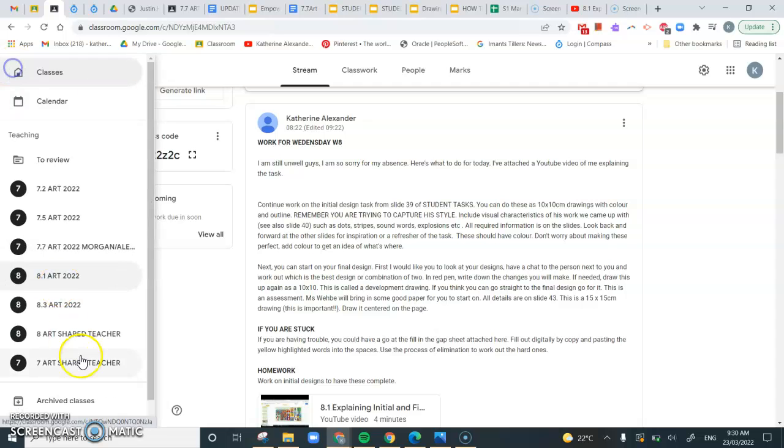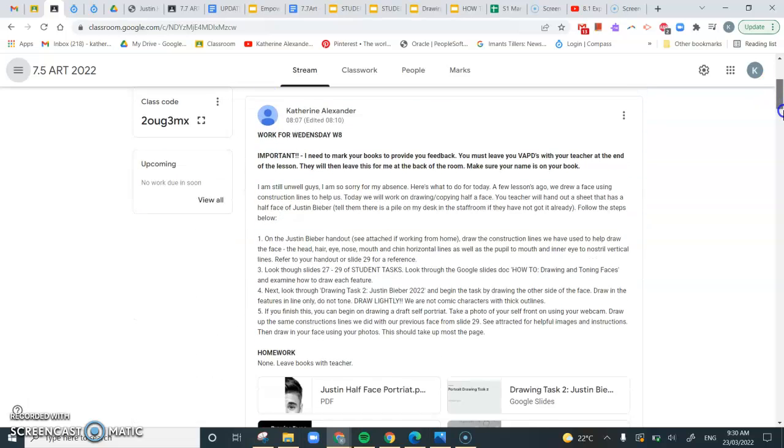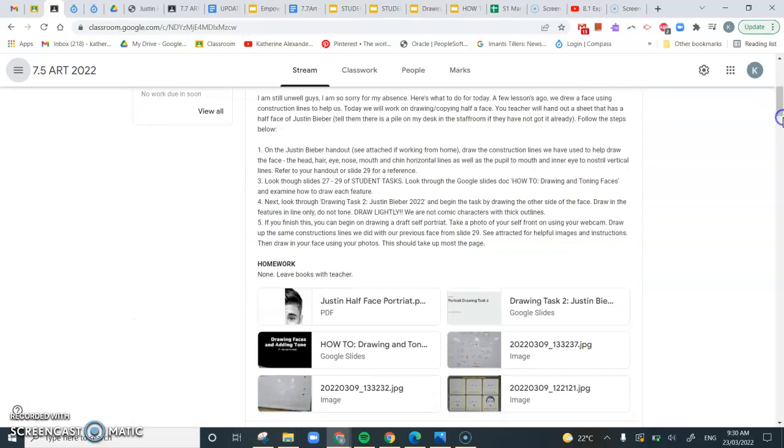I'll just use my 7-5 class, for example. It was all the same for you guys today. You can see all those things have been posted up there for you. Instructions from class about drawing a face. Everything's written in here if you need to go through and read it. But I've just said, if you finish this, you can begin drawing a draft self-portrait.